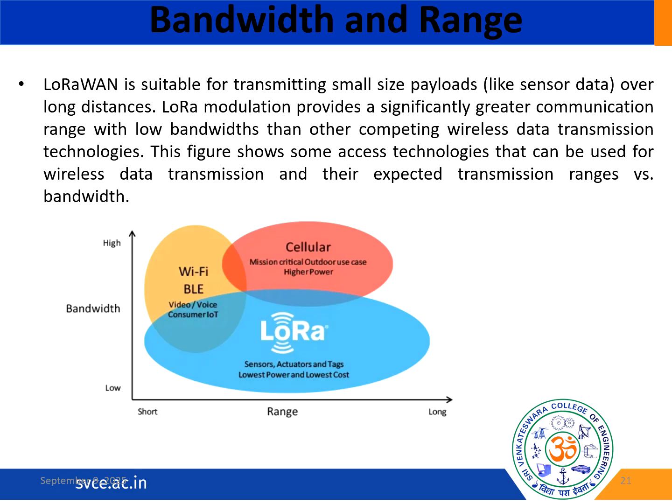So LoRa modulation provides a significantly greater range than other communication technologies. If you see this figure, we can see the bandwidth ranges from low to high, and the range goes from short to long. So it has varying networks where we can have deep indoor penetration. LoRaWAN networks can provide deep indoor coverage, and it can easily cover multi-floor buildings.